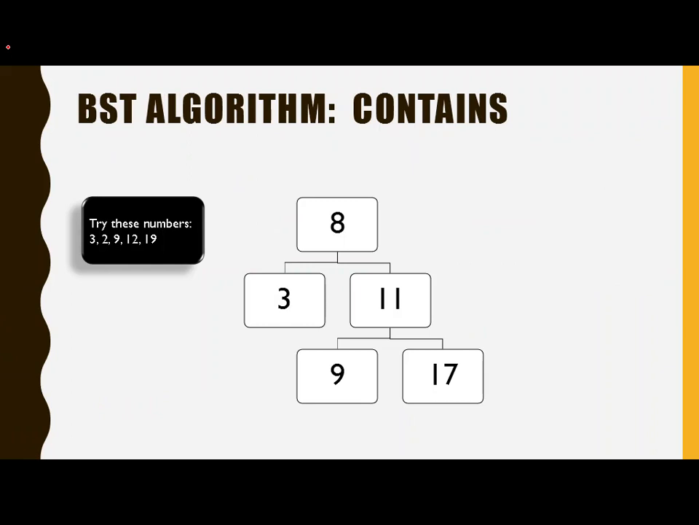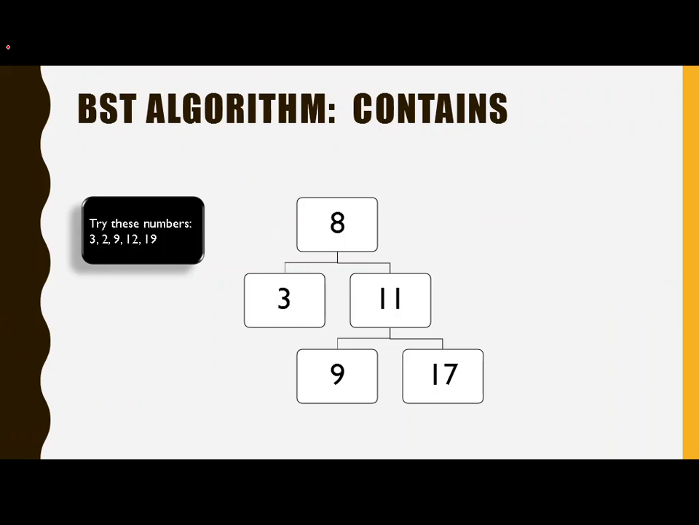Contains is another one that is common, right? You need to be able to ask, hey, is this particular number in the binary search tree in question? Now, if you have numbers like these, 3 or 2 or whatever, you need to be able to walk through the tree and figure it out.